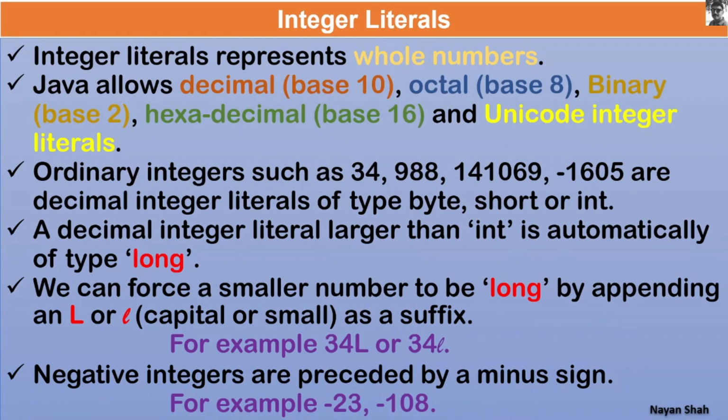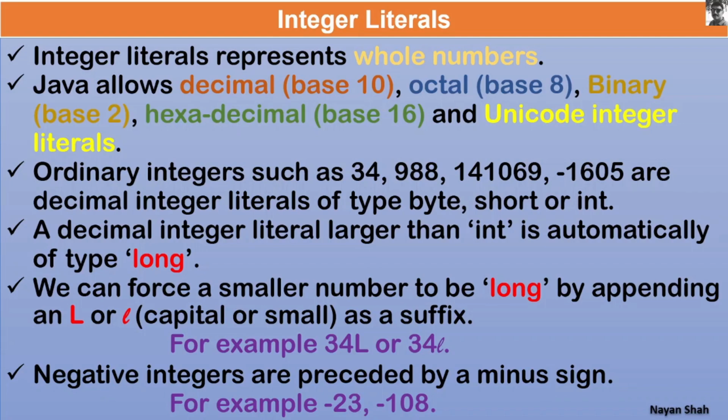First we begin with numeric literal, and in that, integer literals. Integer literals represent whole numbers. You know it now. Java allows decimal, octal, binary, hexadecimal and Unicode integer literals. So Java allows all these different types of numbers to be used while using integer literals. Decimal is the one in which we use normal numbers with base 10. Octal number system, where the base is 8.